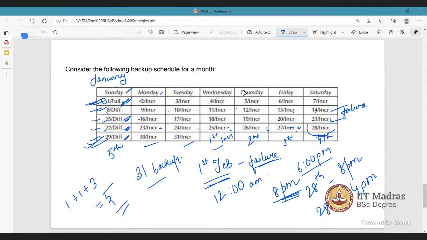Yeah, that's right. But ultimately, the number of backup sets won't be too much when a failure occurs. That is what we basically need, that the number of backup sets should be less, right? If a failure occurs on say the 31st, then we'll only need one full backup, one differential backup, and 2 incremental backups, right? However, if we have taken incremental backups, then just imagine the number of incremental backups plus one full backup. So that is why we are using differential backup.